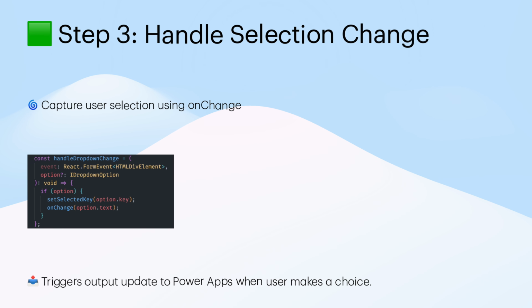Now let's handle user selection. Here's our handleDropdownChange function. It captures the selected item using the onChange event. We update the selected key in state and call our onChange function to prepare the selected value for Power Apps. This is what makes the dropdown interactive.